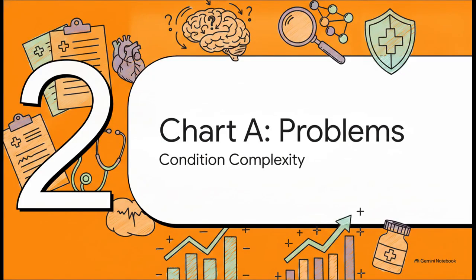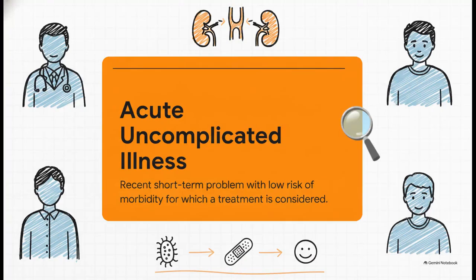Section 2, Chart A, problems addressed. To figure out our score for Chart A, we need to match this diagnosis up with the AMA guidelines. Now, the guidelines define an acute, uncomplicated illness or injury as a recent or new short-term problem with a low risk of morbidity where treatment is considered. Essentially, there's little to no risk of mortality with the treatment, and we expect a full recovery without any functional deterioration. A standard UTI fits this like an absolute glove, right? It's new, it's short-term, and with a basic round of antibiotics, she's going to fully recover.